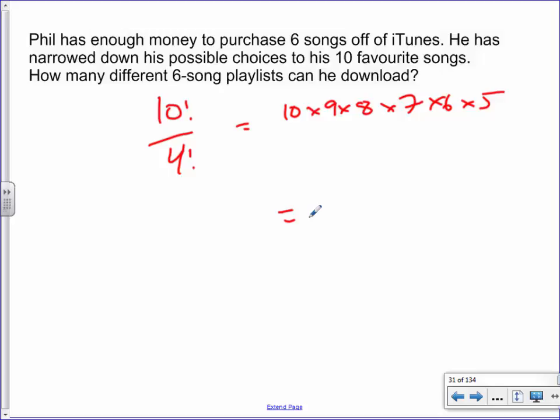10 times 9 times 8 times 7 times 6 times 5. I got 151,200. Have I made my point well enough that you guys can get the concept here? Okay. So let's skip ahead.